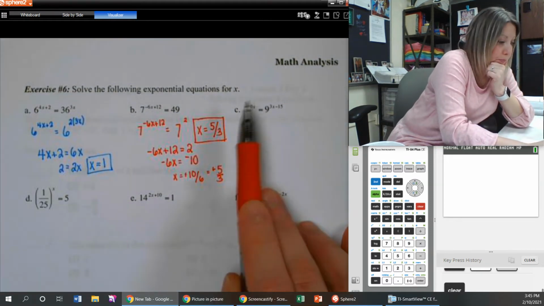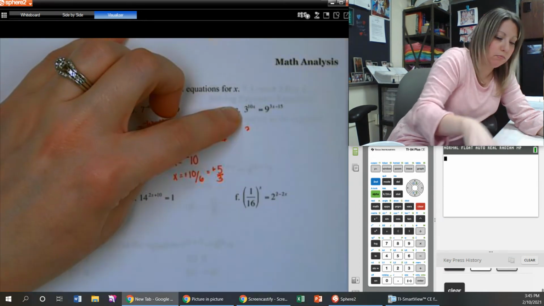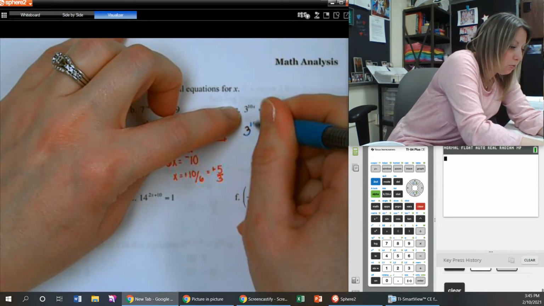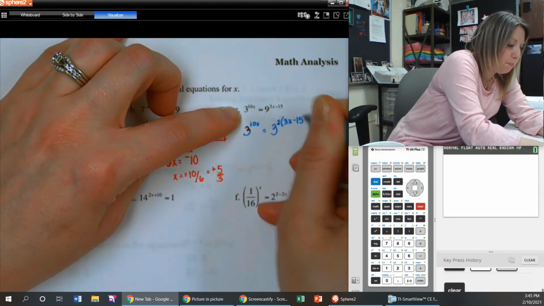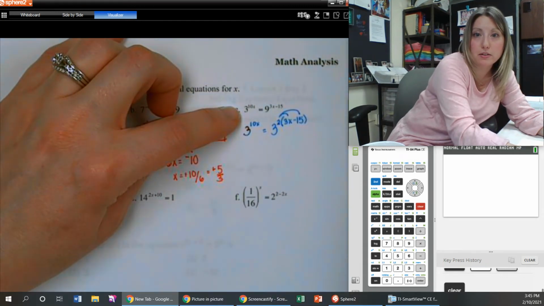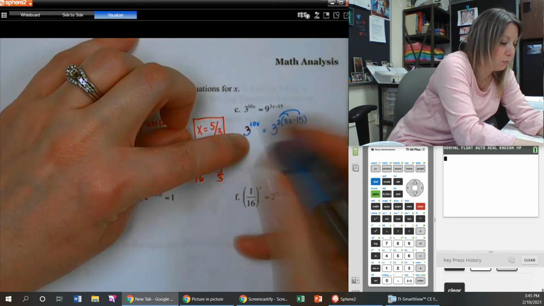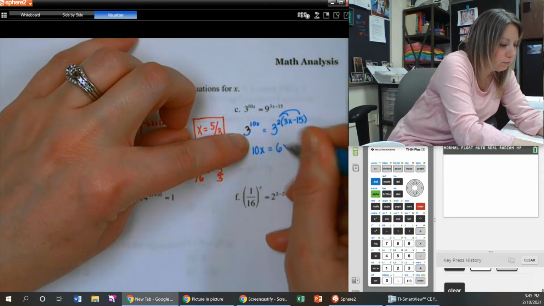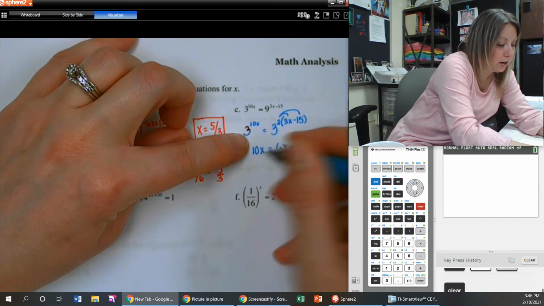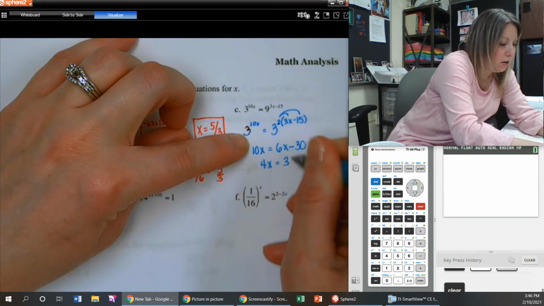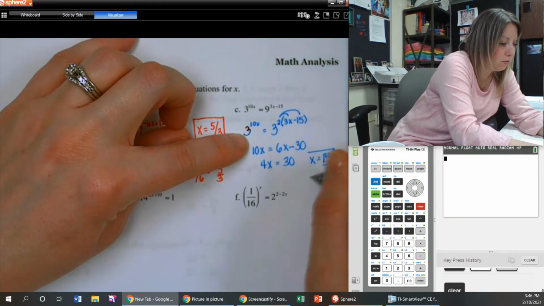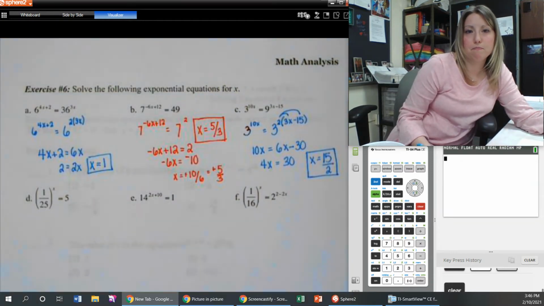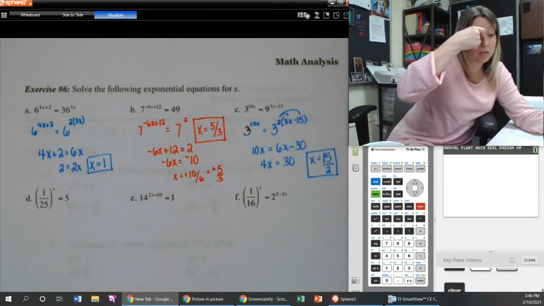9 squared is 3, right? Base of 3. So you've already got, let me change colors so you can see better. You've already got a base of 3 over here, no worries, but over here, it's a 2, and that needs to be distributed over the entire exponent that was already present. Now that you've got the same base, set the exponents equal to each other. Subtract 6x from both sides, so you get 4x equals 30. Divide both sides by 4, x equals 15 halves, 30 over 4. Both even.